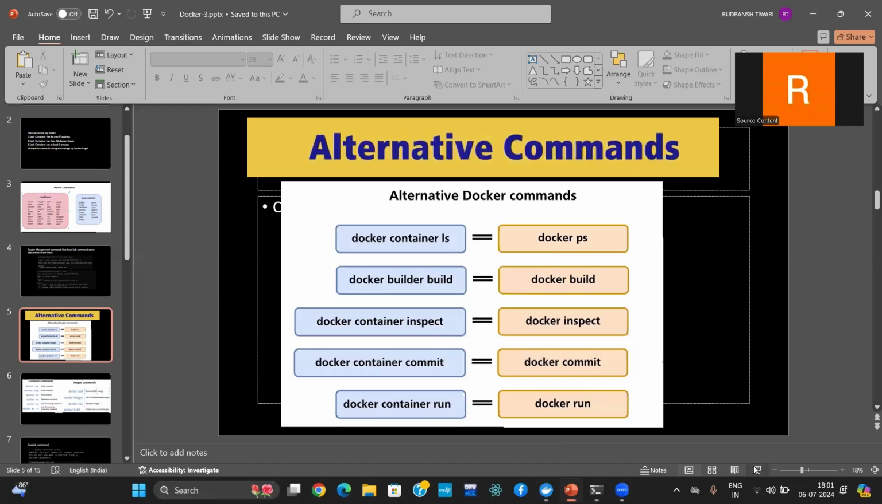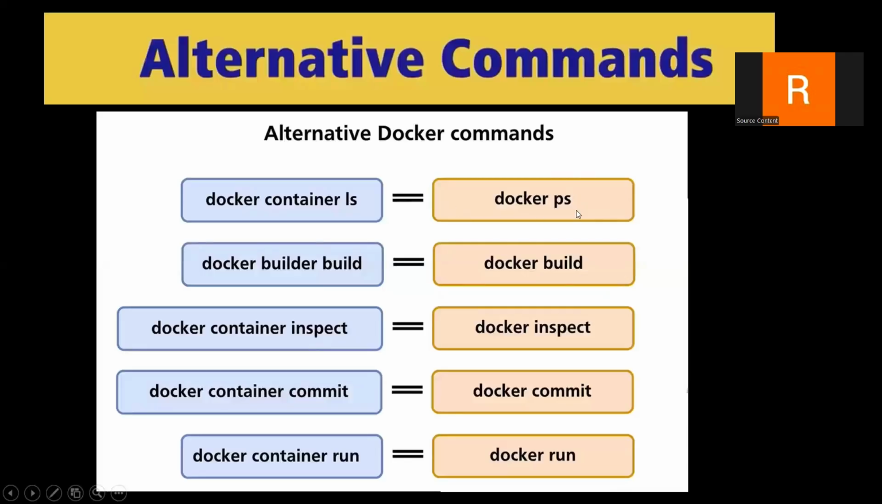Docker ps lists all the containers. What does the Docker build command do? Docker build is used to create custom images. If I want to create a particular image, what is an image? A set of files. If I want to create a custom image within my laptop, then I use the Docker build command.